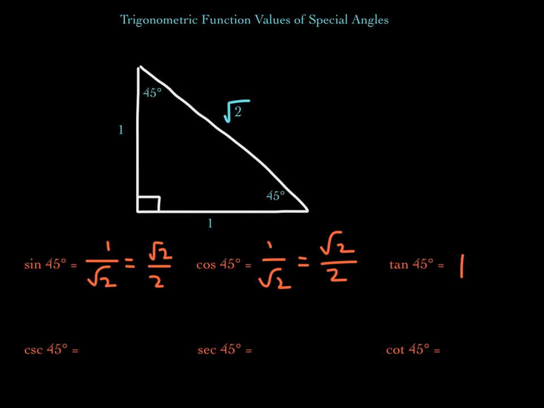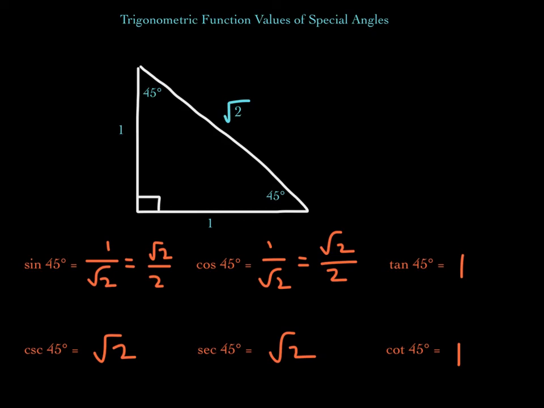Cosecant of 45 degrees will be the reciprocal of sine of 45 degrees. So instead of 1 over root 2, it'll be root 2 over 1. Well, that's just root 2. Secant of 45 degrees will be the reciprocal of cosine of 45 degrees. So it'll be the reciprocal of 1 over root 2. That's root 2 over 1, which is just root 2. Cotangent of 45 degrees will be the reciprocal of tangent of 45 degrees. So the reciprocal of 1, which is 1.